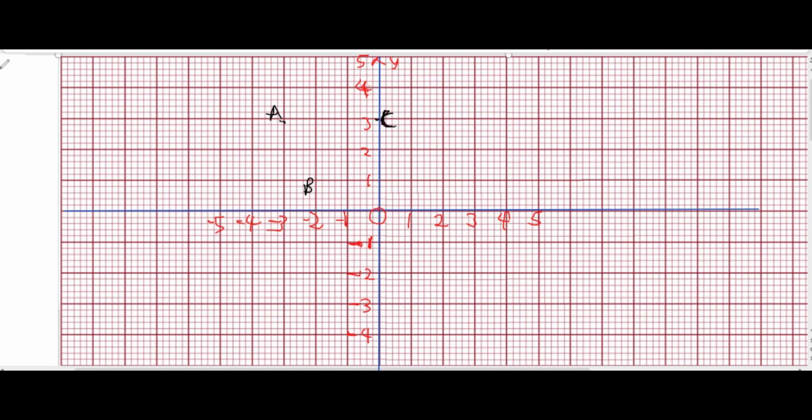That is C. So we use a ruler to join the 3 points together. That is point A to B to C to form a triangle. So this is the triangle now. This is the object we want to reflect in each case as given by the question.